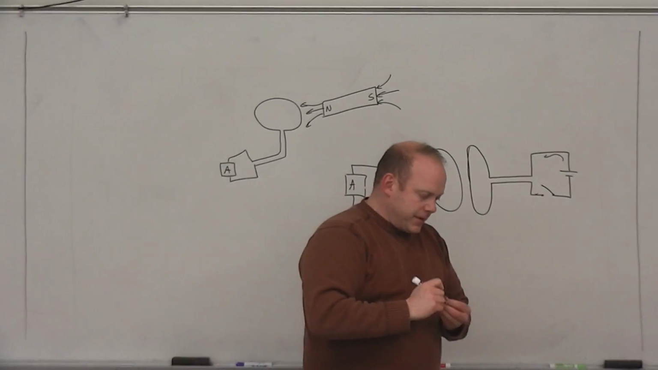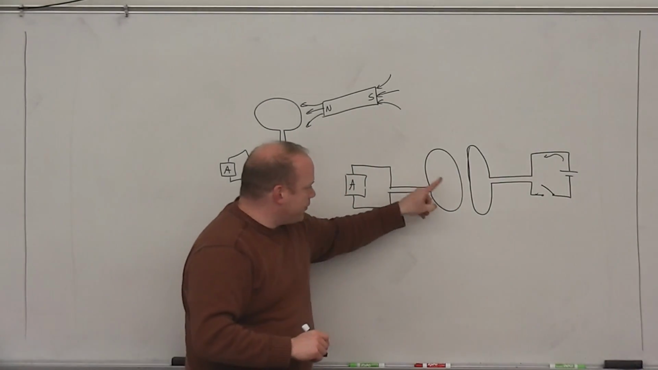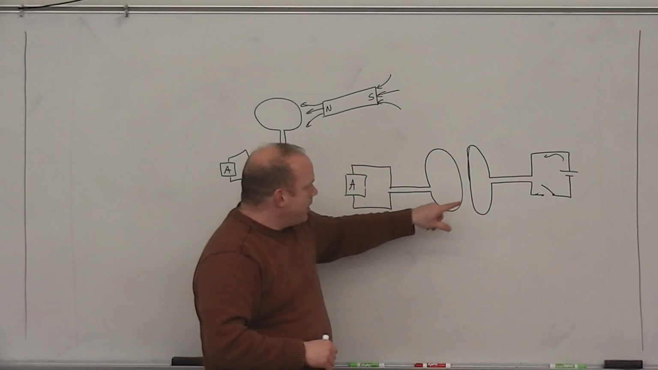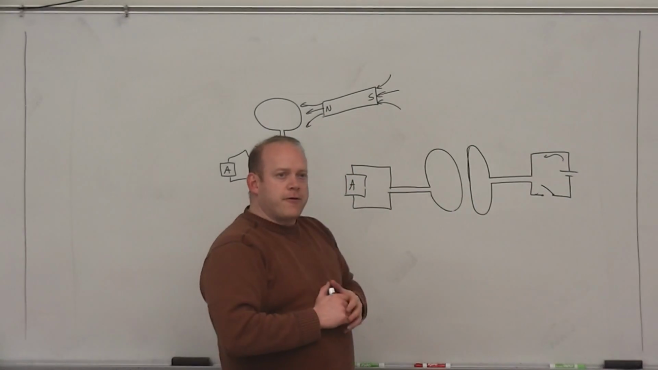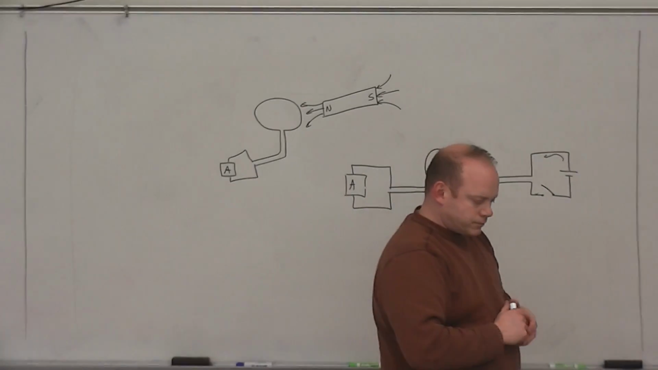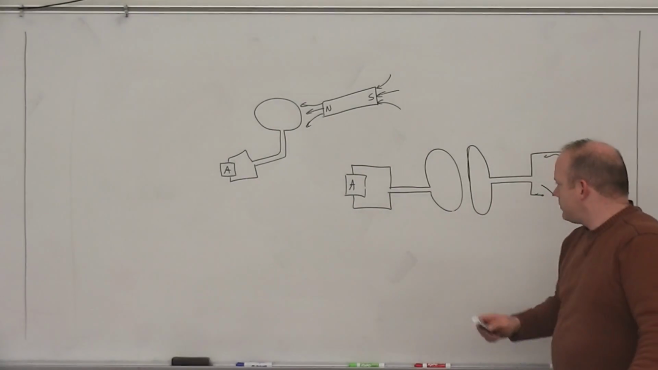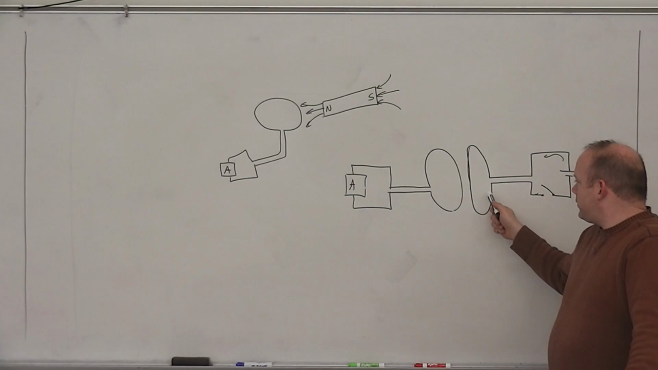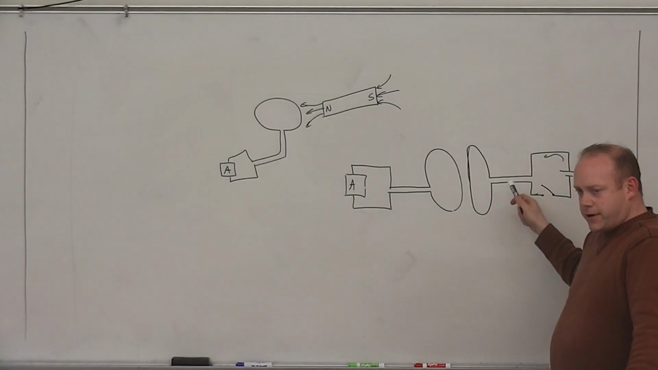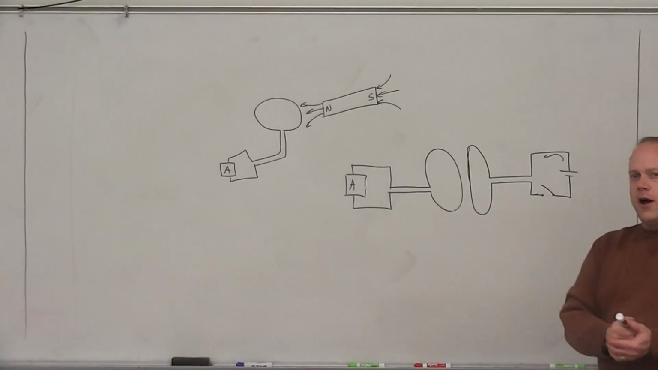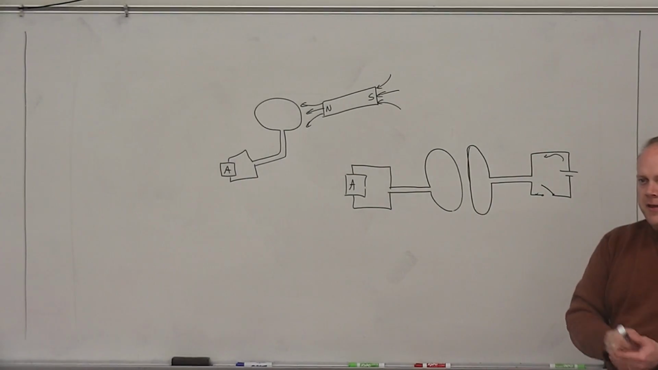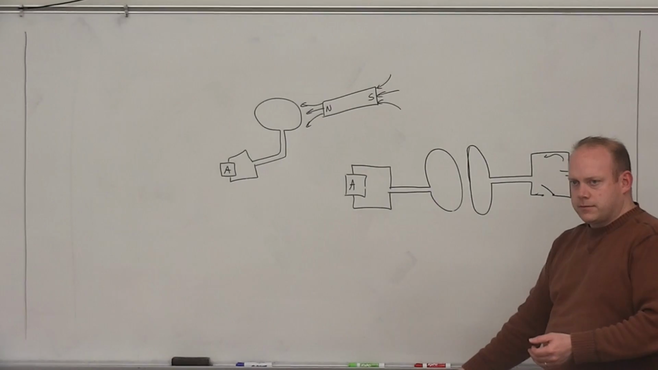What's happened is that I've induced a current on this one. Because when I turn the current on, I created a magnetic field. Current runs through here, and current will produce a magnetic field. Well, I started off at 0, and then my magnetic field was something.